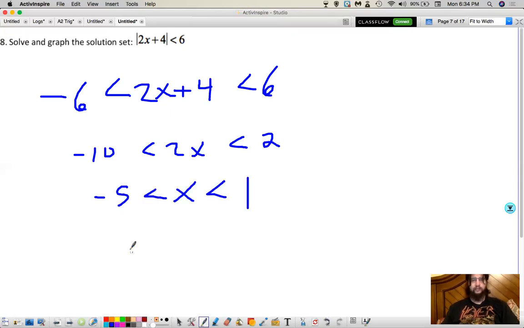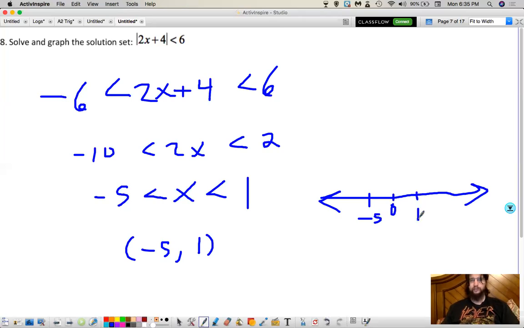And that's my answer. It does not include it, so I'm going to put it in parentheses. Interval notation, and done. It says graph it, so again, I'll have the number line provided for you, don't worry. Here's a negative 5, here's 0, here's 1. Don't you love my spacing? So you can either put open dots, or you can put parentheses, and you'd shade in between. Usually I put the open dots on the graph.